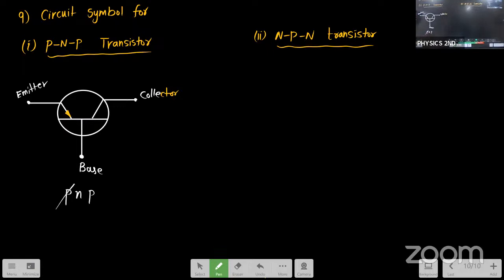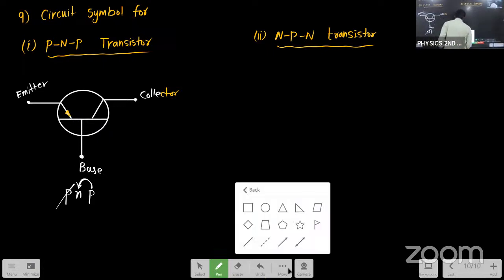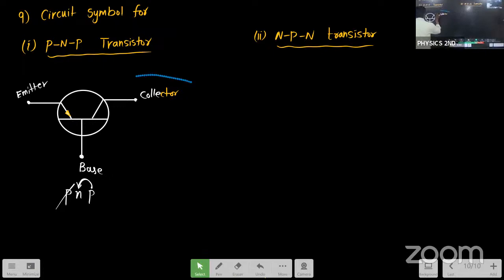Cut this P region. So we know that this is the positive terminal and this is the negative terminal. We are going from positive to negative. We are going from what? Positive to negative. So we are going from outside to inside. Similarly, if I try to draw the NPN transistor, let us see whether I am able to copy this.